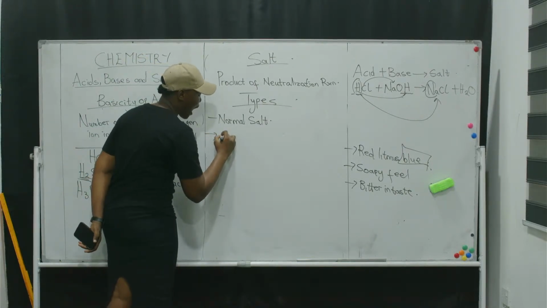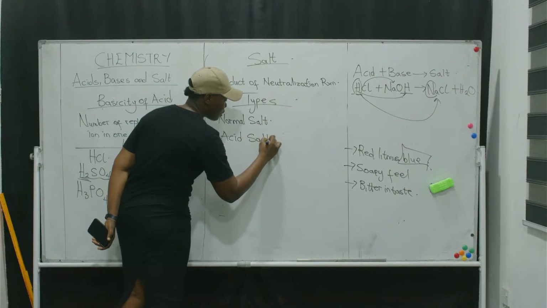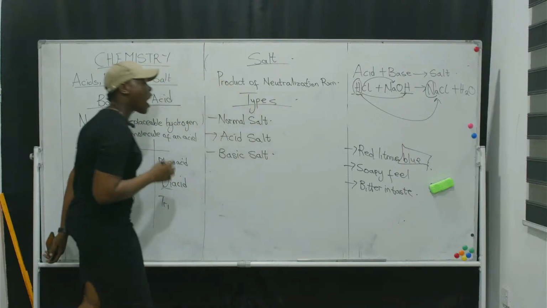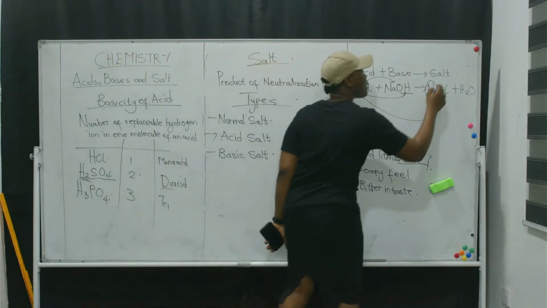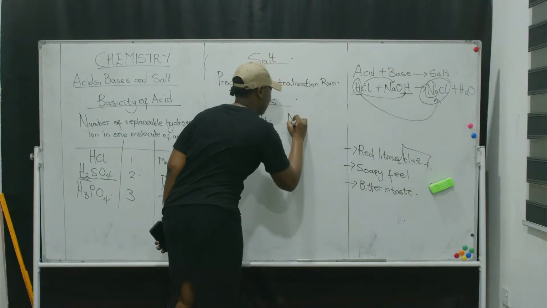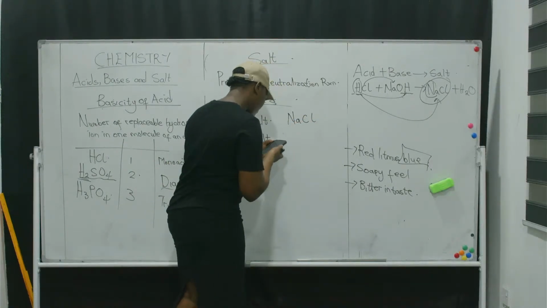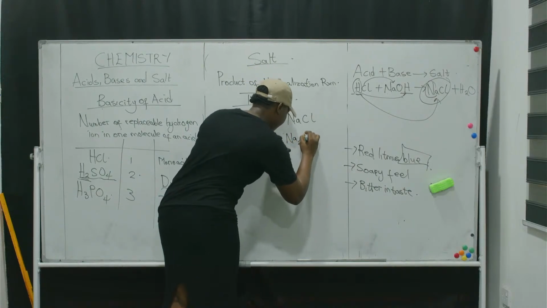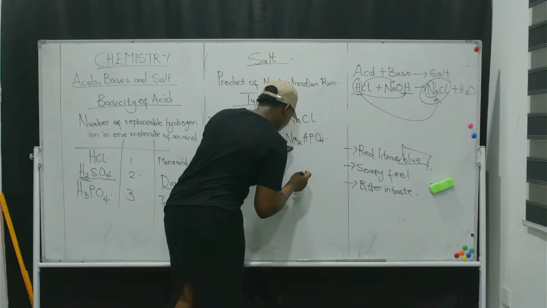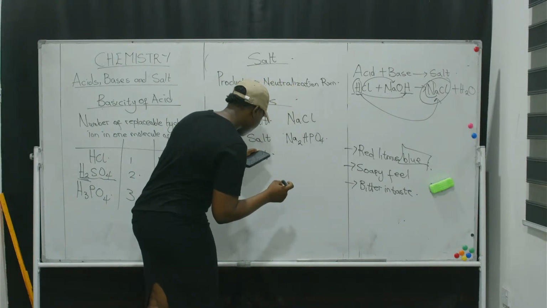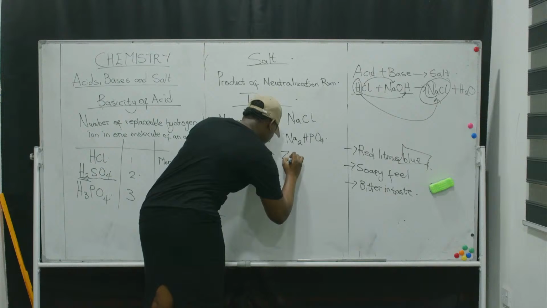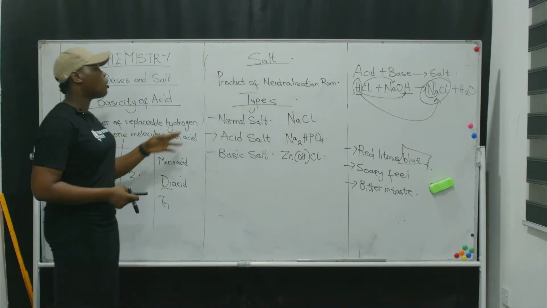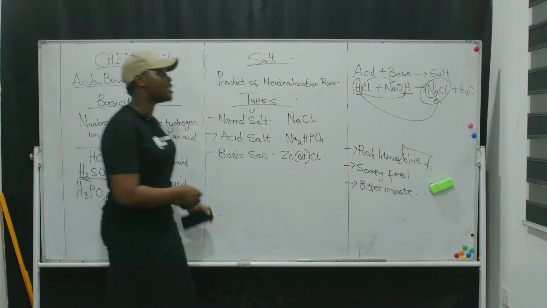Then we talk about acid salts and basic salts. So I really want to say something here. For acid salts, let me give an example so that we can understand what I mean. NaH2PO4. Okay, ZnOHCl. For normal salt, all of the hydrogen ions have been replaced by the metal.